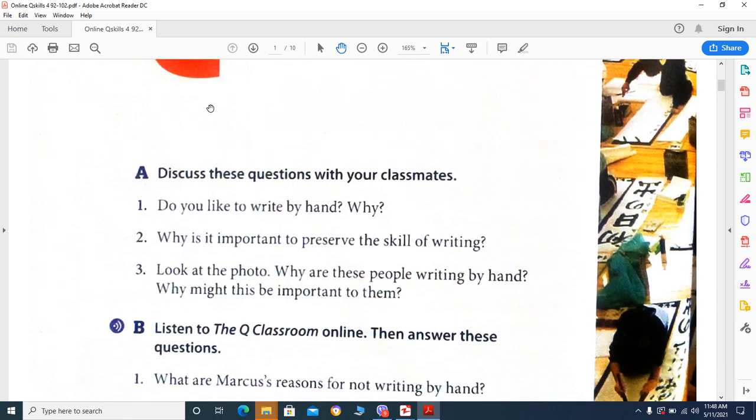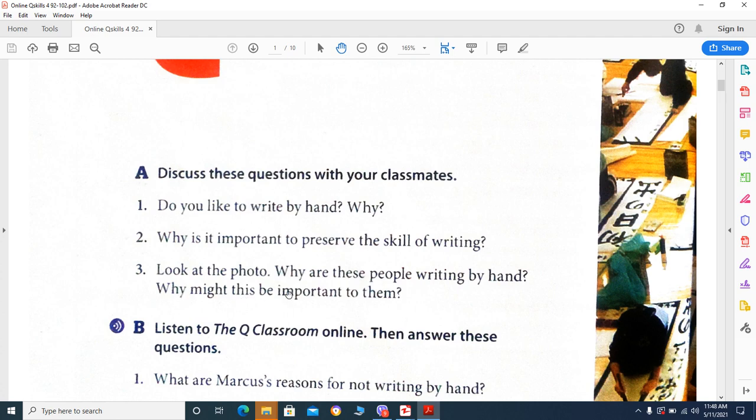You have 3 sub questions here. Read these questions and share your answers in a voice message in the group. The first question is, do you like to write by hand, and why? Do you like to write by hand, and if you do, why do you do so? Second, why is it important to preserve the skill of writing? Why is it important to keep the skill of writing alive?